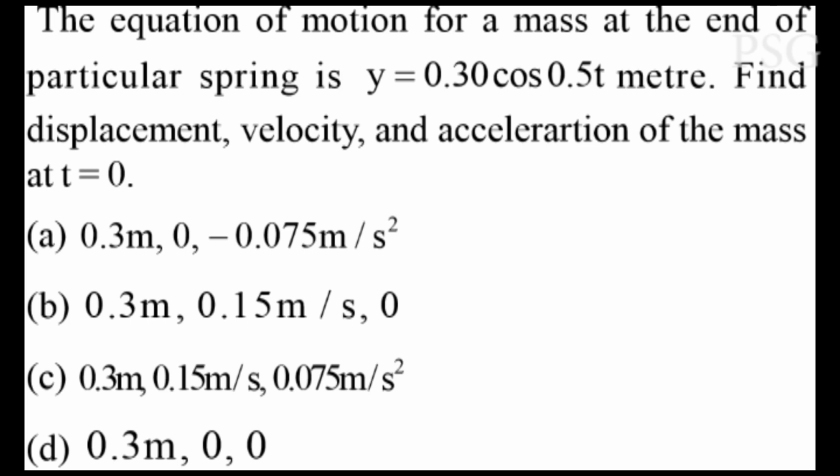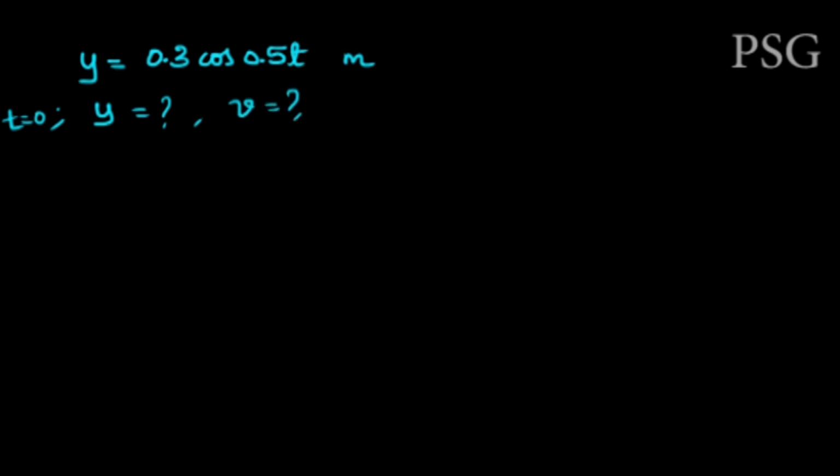Displacement equation for the oscillator is given, that is y is equal to 0.3 cos 0.5 t meters in SI units. Then find, what is y at t is equal to 0, what is v, and acceleration. So comparing this given equation with the standard equation, we can find out the amplitude. So the amplitude of this motion is 0.3 meters and the value of omega is 0.5.